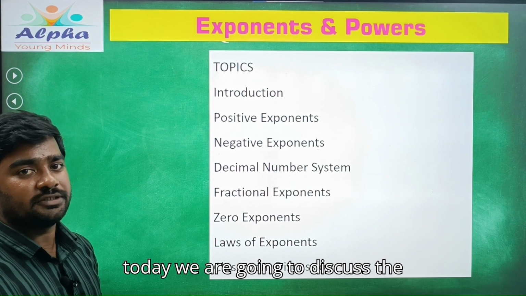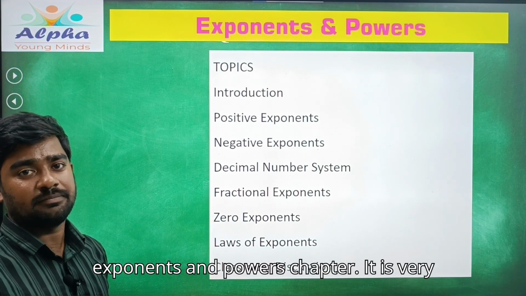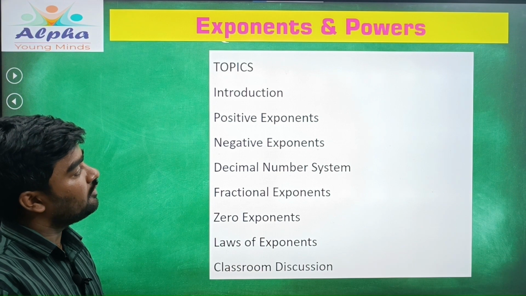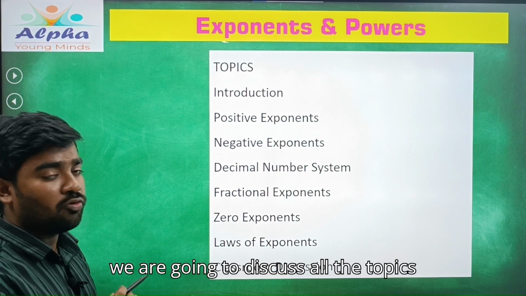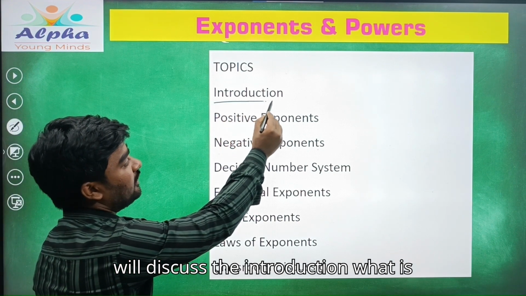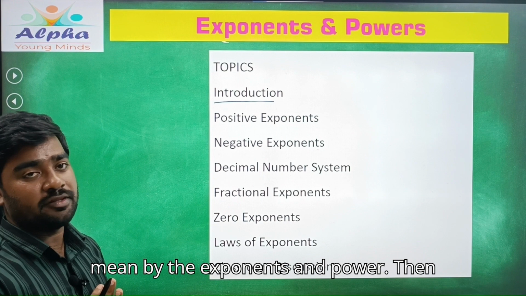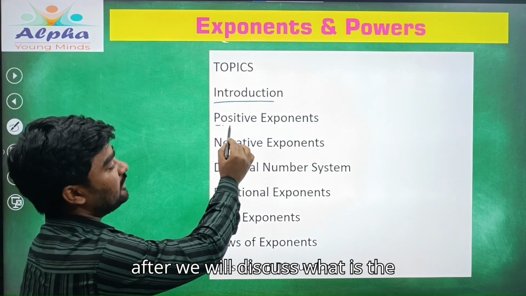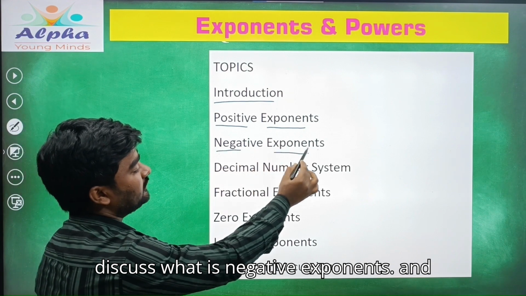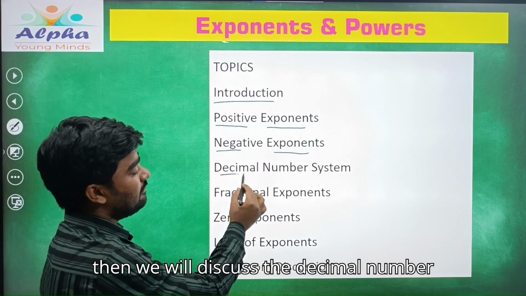Today we are going to discuss the exponents and powers chapter. It is a very easy and scoring chapter. So here we are going to discuss all the topics related to exponents and powers. First we will discuss the introduction, what is meant by exponents and powers. Then we will discuss what positive exponents are. Then we will discuss what negative exponents are, and then the decimal number system.